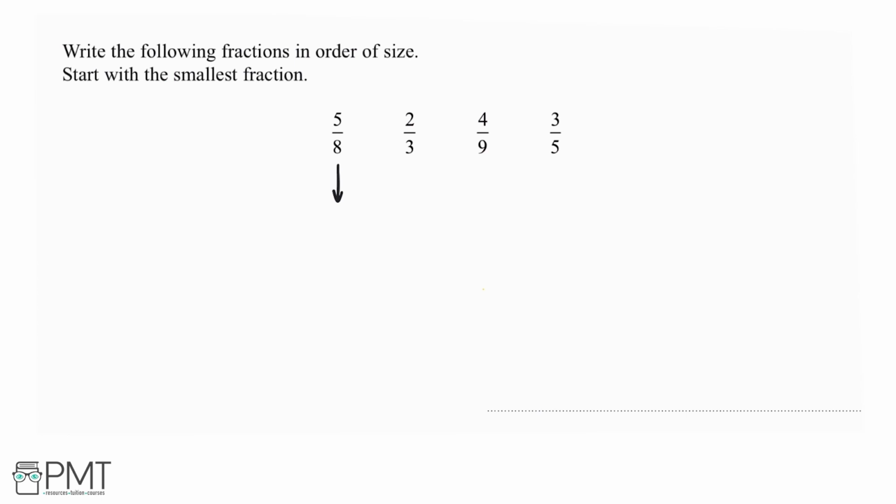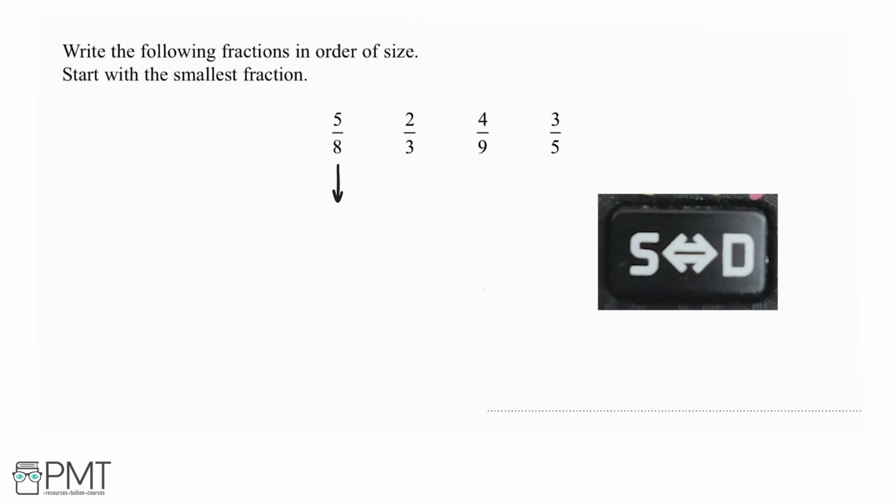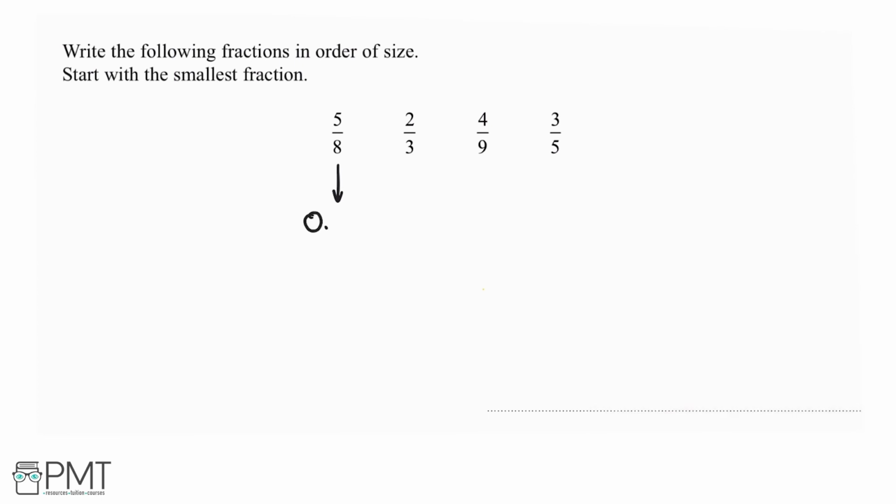Now this is a calculator paper, so to do that, we can put in the fraction 5 over 8 on our calculator and click equals. And there's a button which might look something like this in your calculator that will display the answer as a decimal. So if we click that, we'll see here that we get 0.625. Now doing that for this one as well, if we put 2 over 3 in the calculator, click equals, then press the S to D button, that gives us 0.6 recurring.